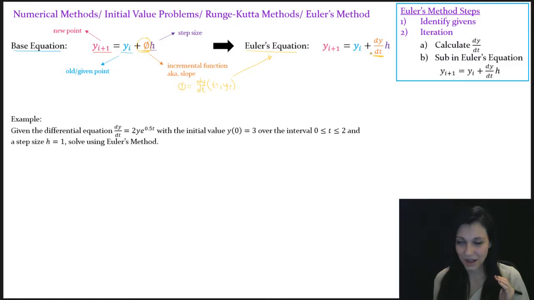Okay, so now that you have a better understanding of what a Runge-Kutta method is, let's go ahead and solve an example problem. So I'm given the differential equation dy/dt equals 2y e^(0.5t) with an initial value y(0) equals 3 over the interval 0 to 2 and a step size h equals 1. And I need to solve using Euler's method.